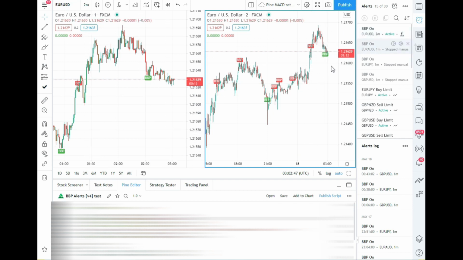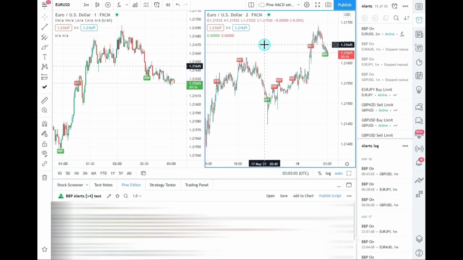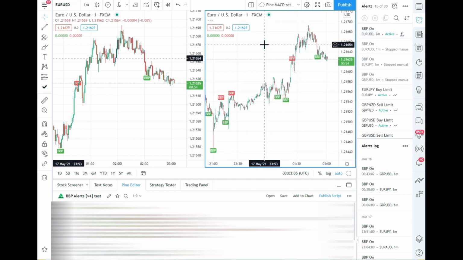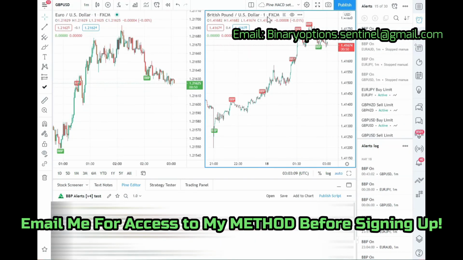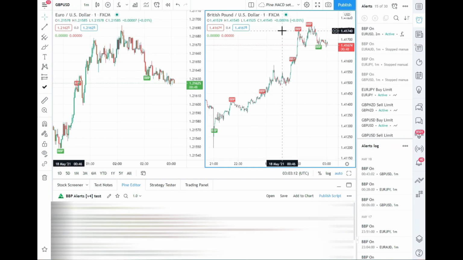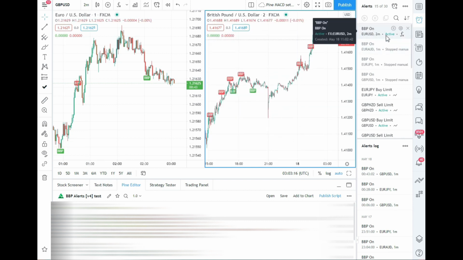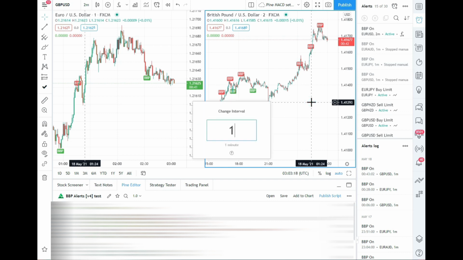Okay, so the alert created will be based on whichever time frame the specific chart is set to. So for example, if this is 2 minutes, your alert will also be in 2 minutes. So if you want EUR/USD to be in 1 minute, you have to change it to 1 minute first. Let's say GBP/USD, change it to 1 minute first before you create the alert. Else, if you create the alert when it's 2 minutes, the alert will be based on the 2 minute chart. So all you have to do is change it to 1 minute.